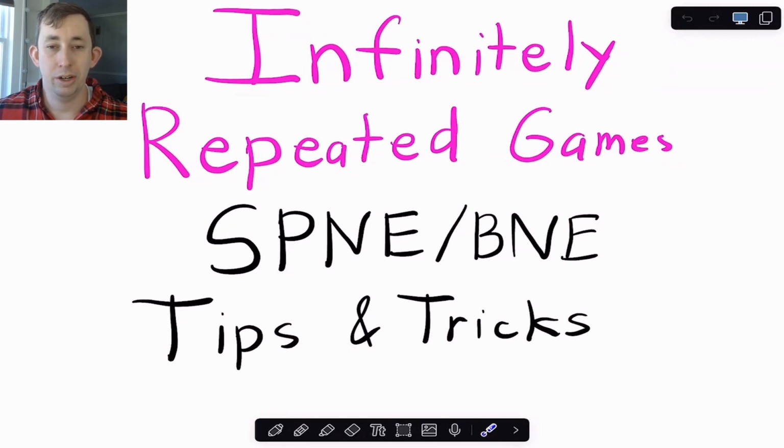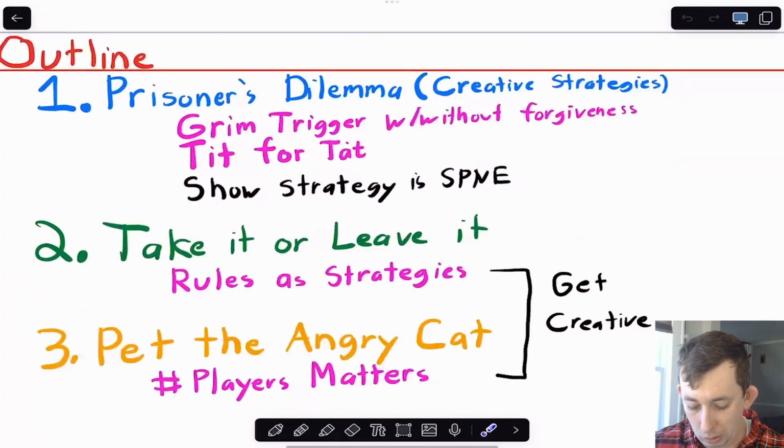And then I just want to go through a couple other tips and tricks that might help you if you get to a question that you haven't seen before and you need to find the Nash equilibrium or prove that something is a Nash equilibrium for a given game. So timestamps are below, but here's what we're going to do.